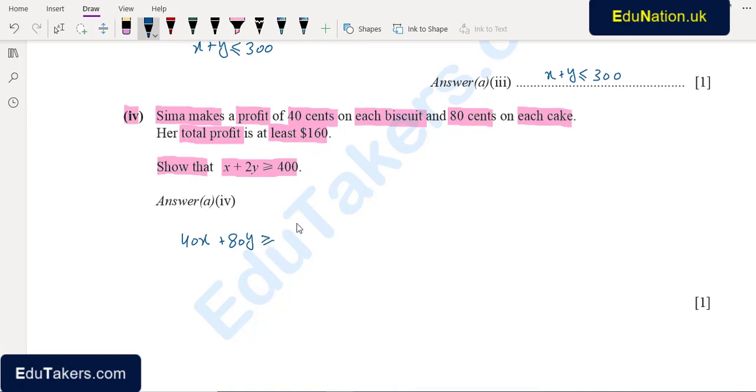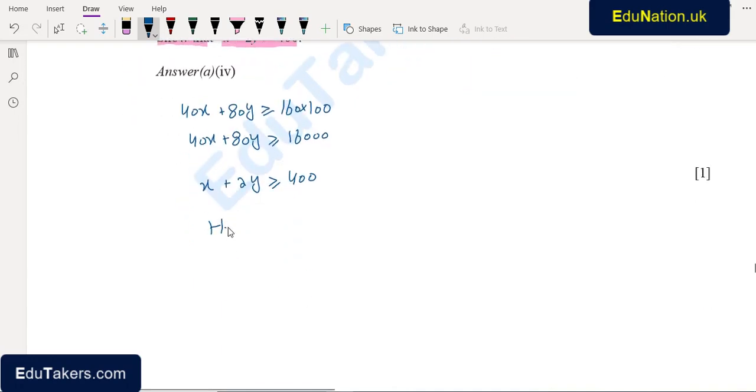So we will convert it into cents by multiplying by 100. 40x plus 80y is greater than or equal to 16,000. We have to show that x plus 2y is greater than or equal to 400. Dividing this inequality by 40, we get x plus 2y is greater than or equal to 400. Hence proved.